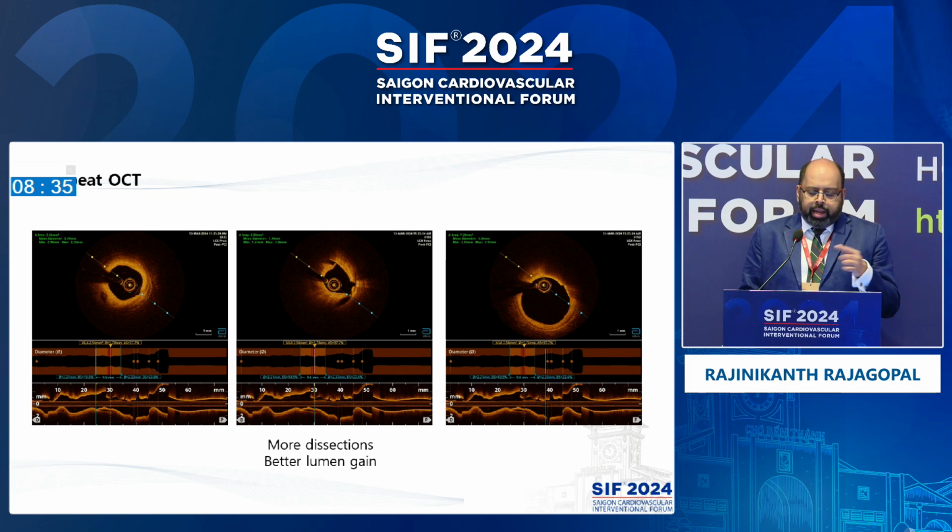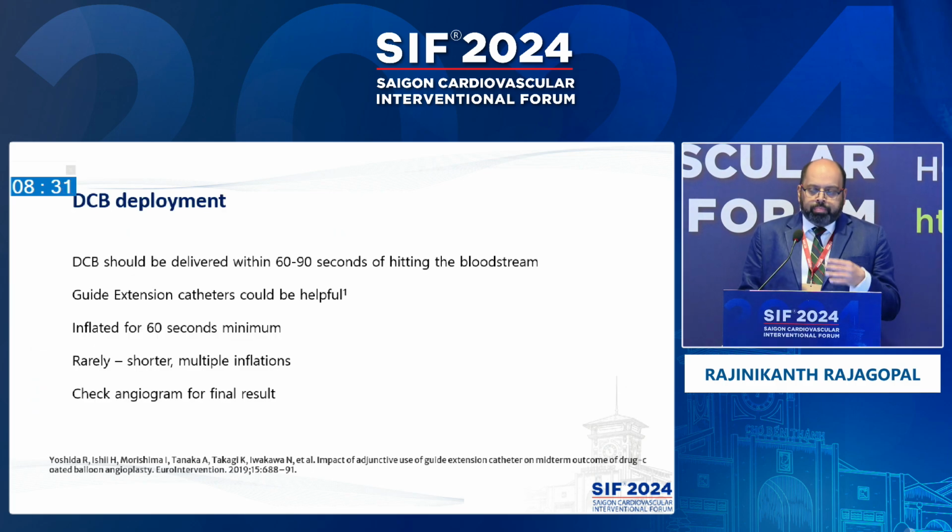So in this case, we did angiogram, we did a repeat OCT, with a bit more dissection, better lumen gain, and then we deployed the DCB. So DCBs need to be deployed for about 30 to 60 seconds. And once you get it into the catheter, it's got to be deployed within about 90 seconds. Otherwise, the drug might wash away.